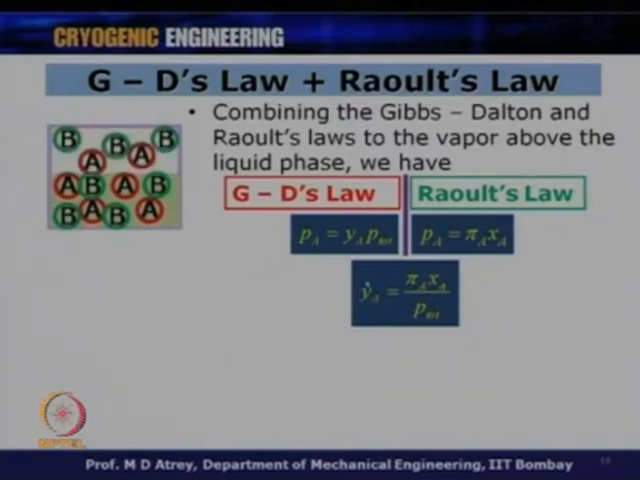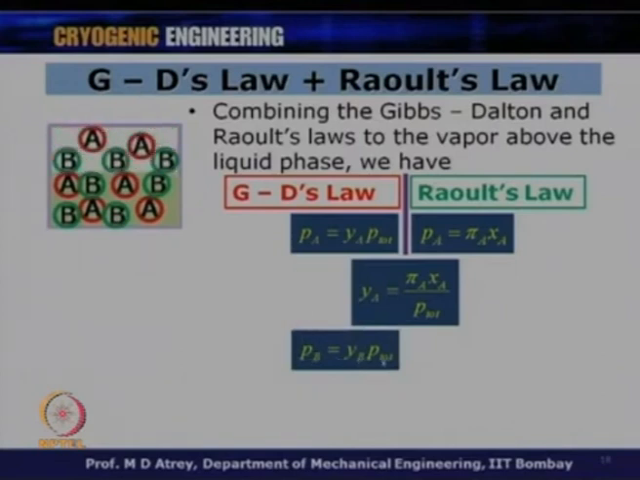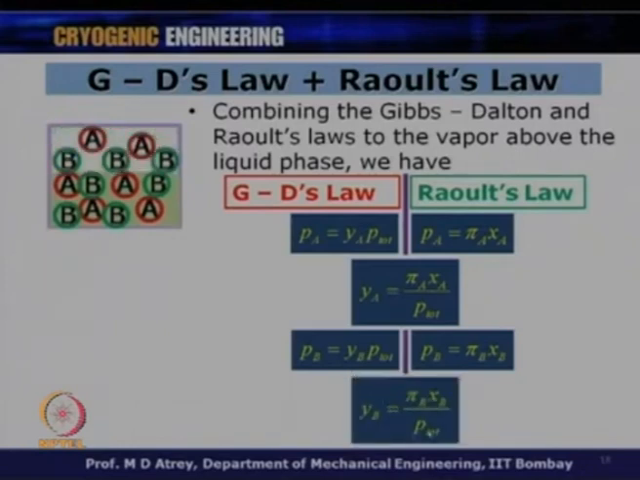It is a very important thing that I am relating Y A, which is the vapor fraction of gas A, and x A, which is the mole fraction of component A in the liquid form. So, basically I am relating Y A and x A. Similarly, for component B, we get P B is equal to Y B into P total, and correspondingly Raoult's law gives me that P B is equal to pi B x B, exactly along the same lines as we did for component A. If I relate this to Y B now, I get Y B is equal to pi B x B upon P total. So, again I am relating Y B and x B in this case.